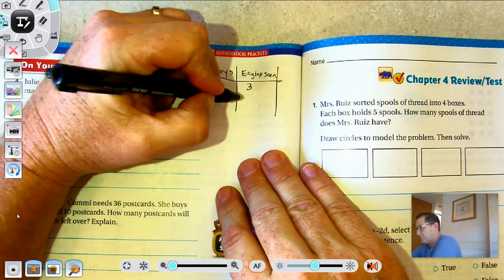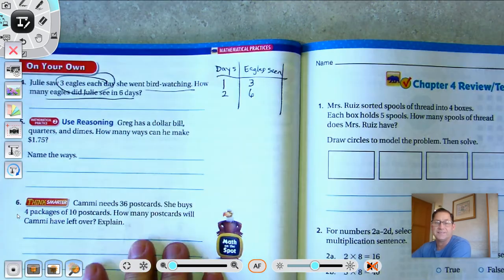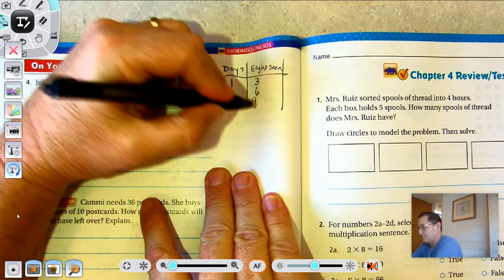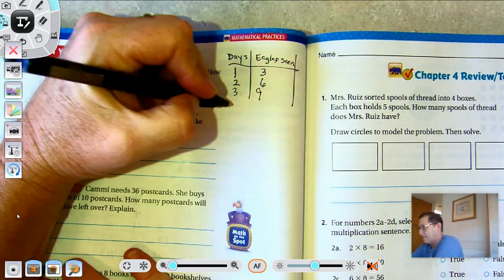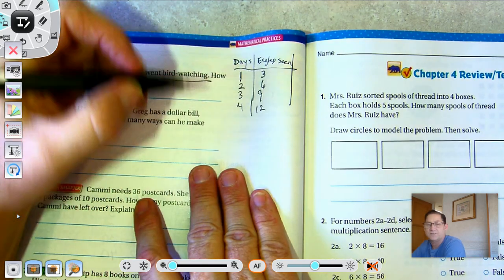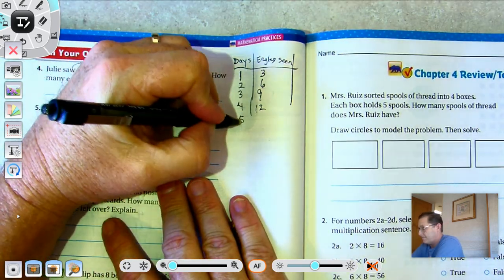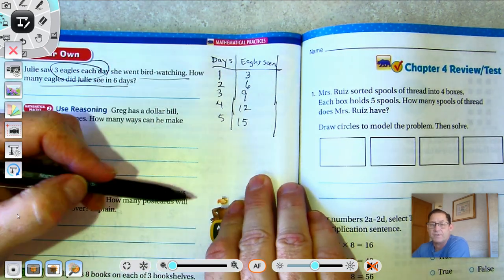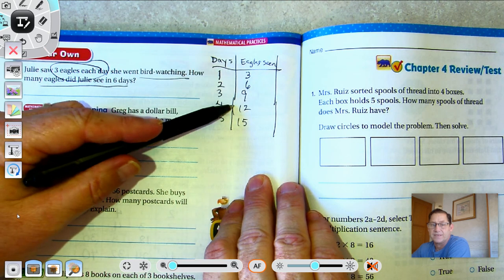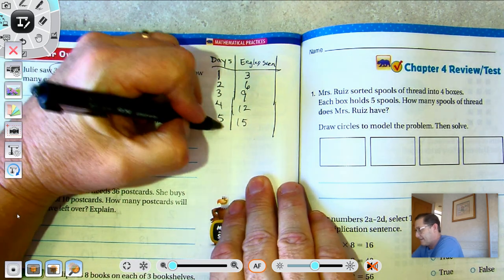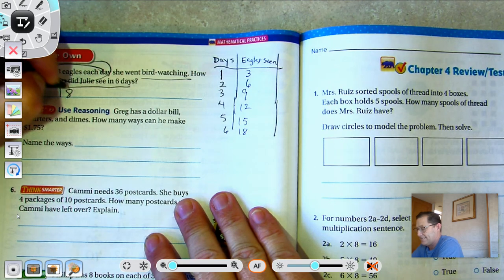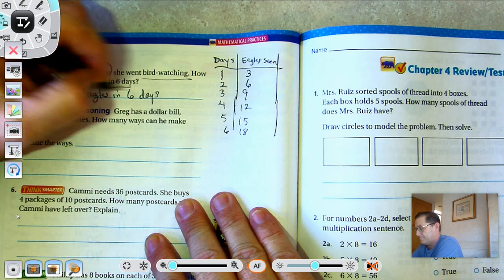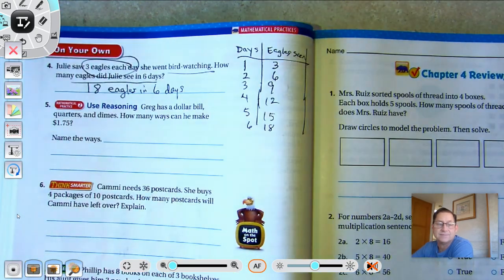Okay, well, after 2 days, she would have seen 6. After 3 days, she would have seen 9. After 4 days, she would have seen 12. After 5 days, she would have seen 15. What are we doing? We're just counting by 3, right? We're adding 3 to the previous day. 6 days, 18. So she would have seen 18 eagles in 6 days. 3 times 6 is 18.